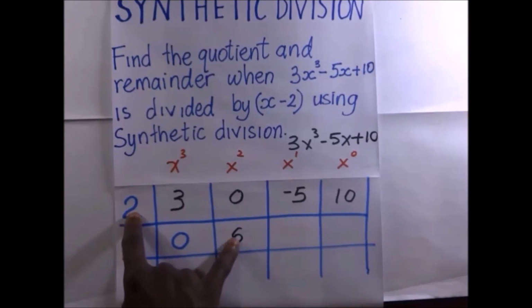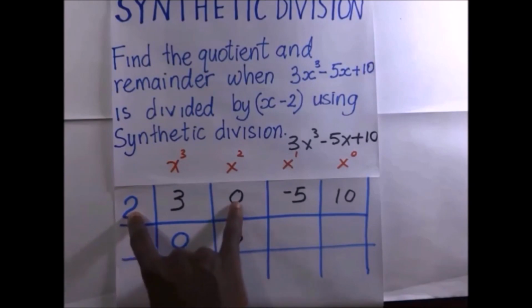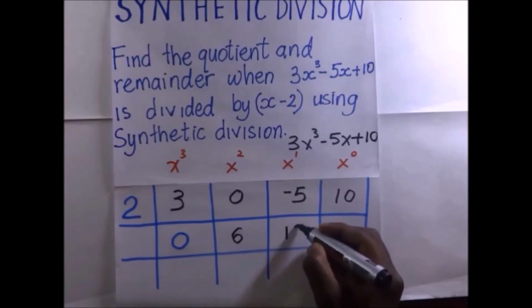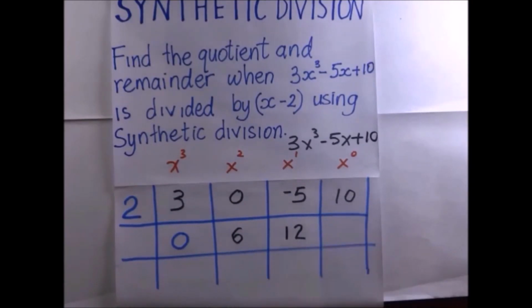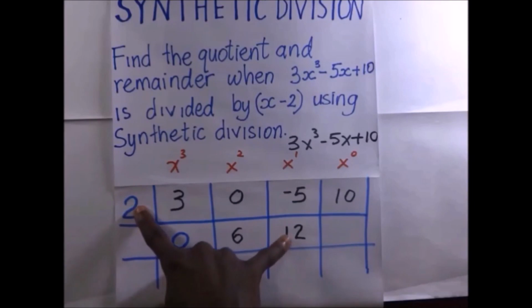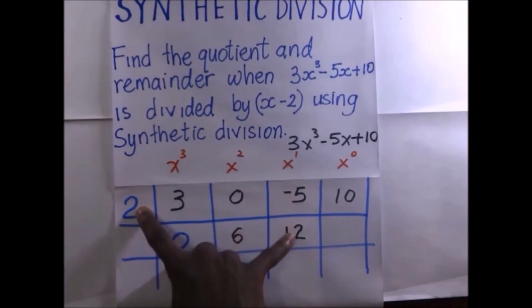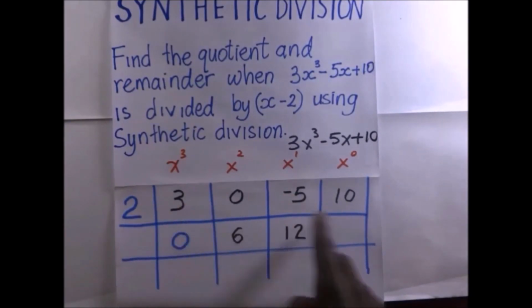2 times 6 is 12 plus 2 times 0 is 0. So 0 plus 12, we get 12. So we put the 12 here. We do the same. 2 times 12 is 24. Then 24 plus 2 times 5. 2 times 5 is negative 10. So negative 10 plus 24, we shall get 14. Put the 14 there.